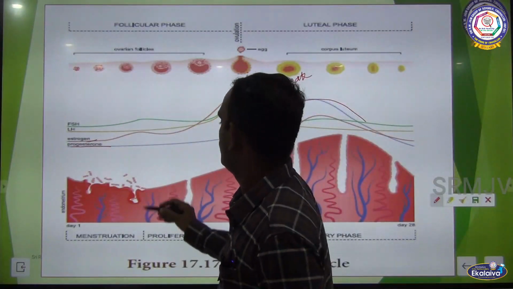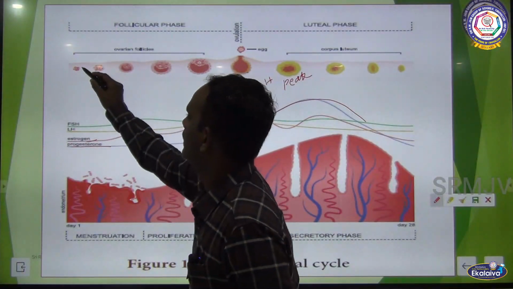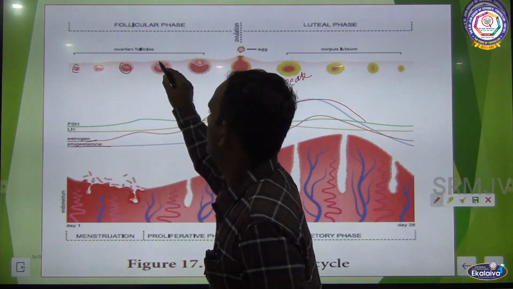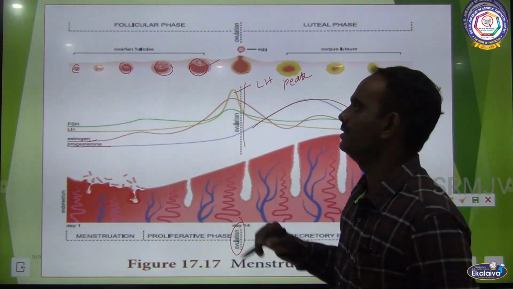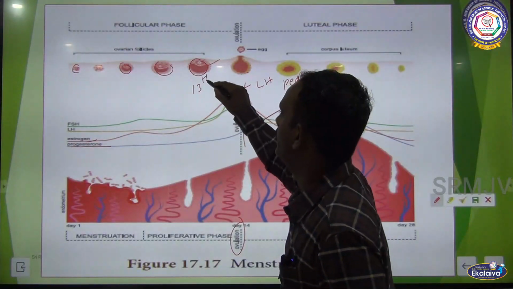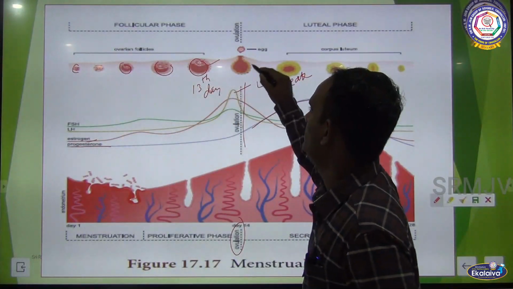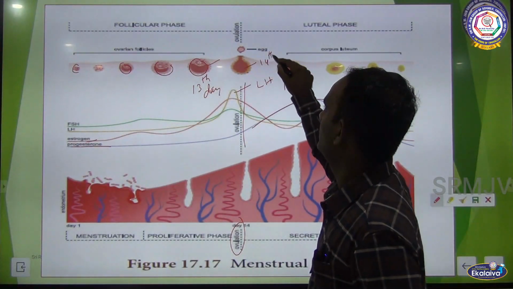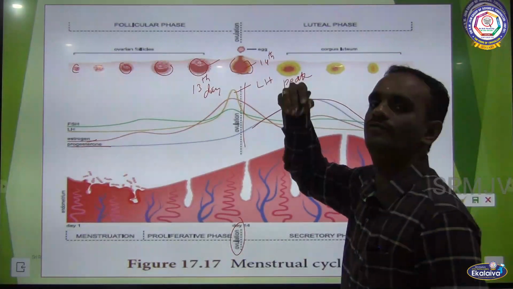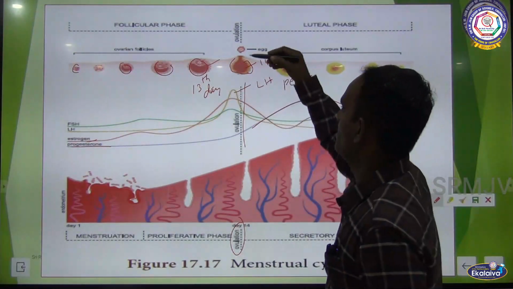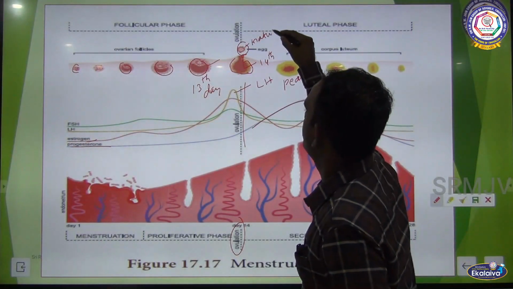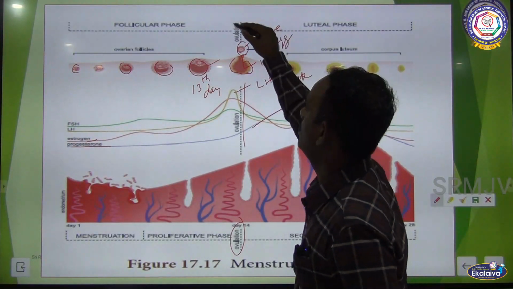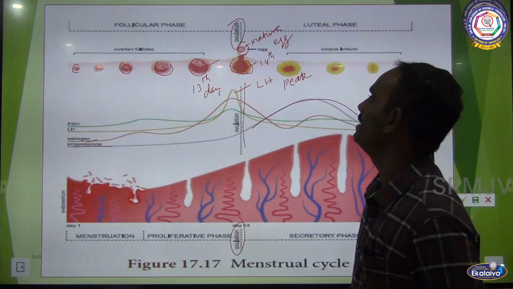In the proliferation phase, the primary follicle slowly develops and attains a fully matured Graafian follicle by the end of the 13th day. During the 14th day, the rupturing of the Graafian follicle takes place. The mature egg is released out. This is the mature egg, released out. That process is called ovulation.